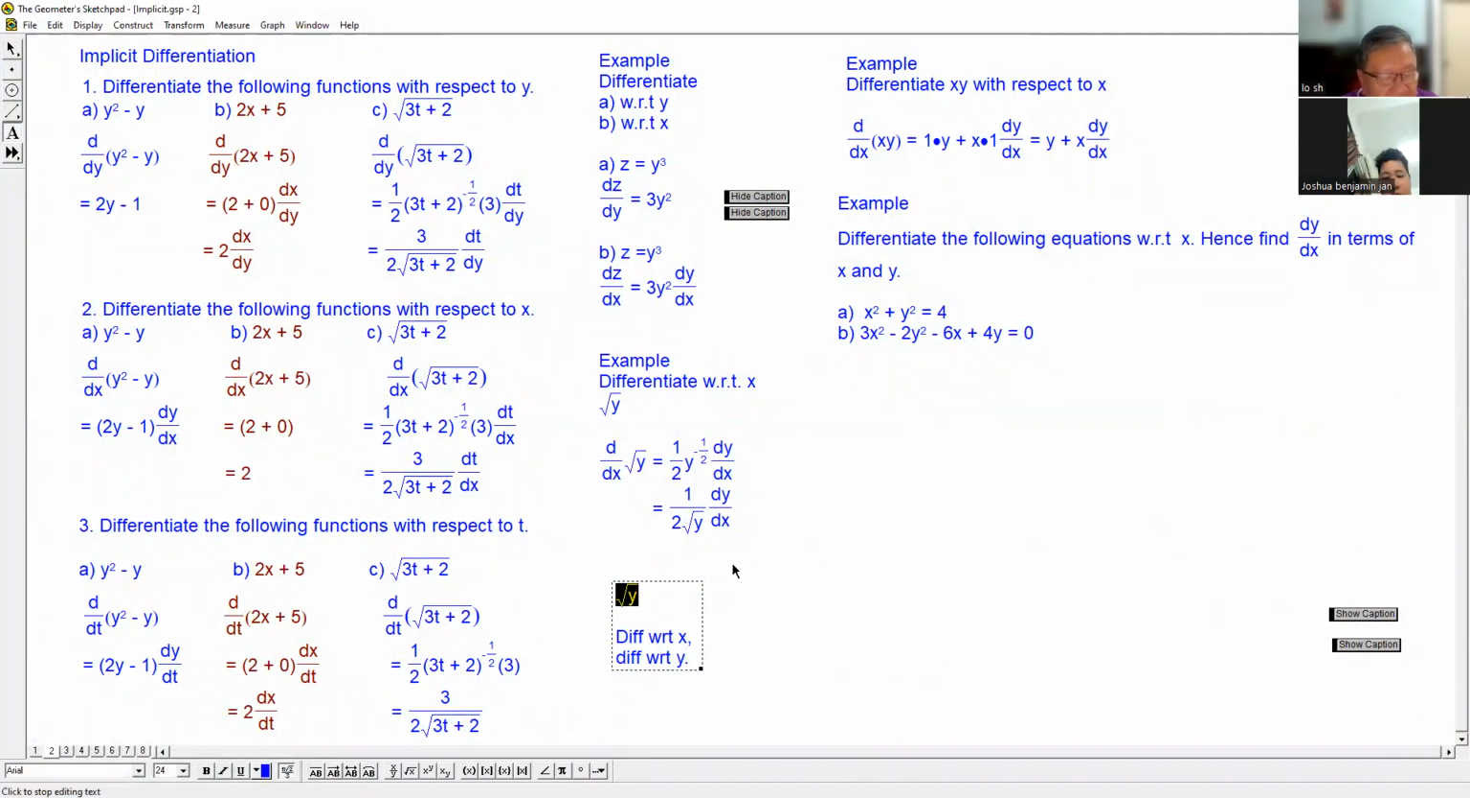Now I differentiate 2x squared y. This time only one question. Differentiate 2x squared y with respect to x. So you refer to this example here, then you tell me how to differentiate this.